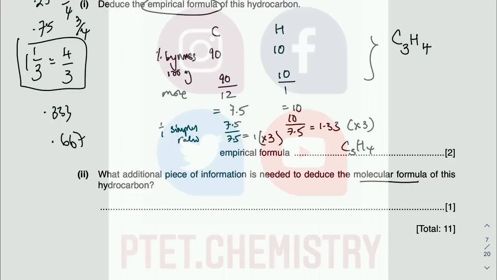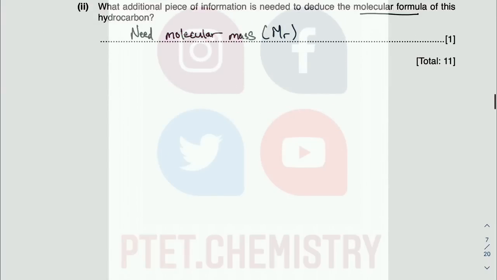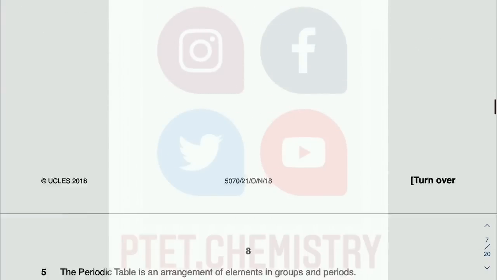If you want to work out molecular formula, you need the molecular mass, okay? The molecular mass means the total mass of the single molecule, whereas this one is just the simplest ratio of the carbon and hydrogen atoms in this hydrocarbon. All right, so you need the molecular mass. That's actually what we call the MR usually, right? Of the molecule.